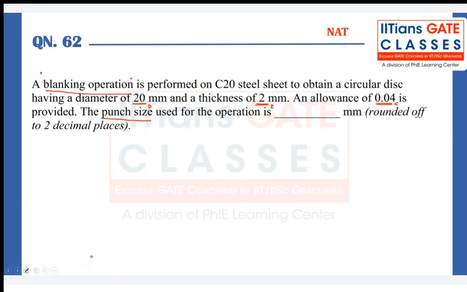Now, write the given data, guys. So, what is the given data? It is a blanking operation. That is why blank diameter D is equal to 20 mm. Next, thickness of the blank T is equal to 2 mm. Now clearance is equal to 0.04 mm. All right. Now what we need to find? Punch size we need to find.